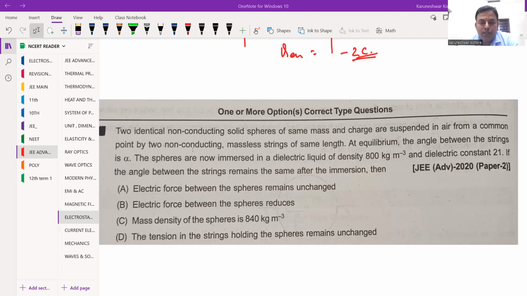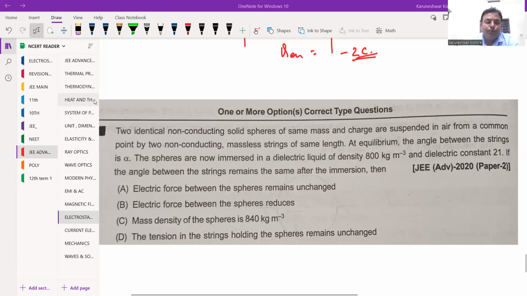So this question is from the electrostatics chapter only, and it has more than one correct option. It was asked in JEE Advanced 2020. और इस क्वेश्चन को पहले हम लोग देखते हैं कि क्वेश्चन में क्या स्टेटमेंट दिया हुआ है, फिर उसके बाद एक एक ऑप्शन को हम लोग चेक करेंगे कि कौन सा ऑप्शन करेक्ट होना चाहिए. So let's have a look at the question.